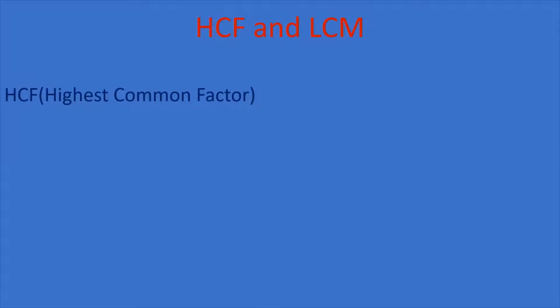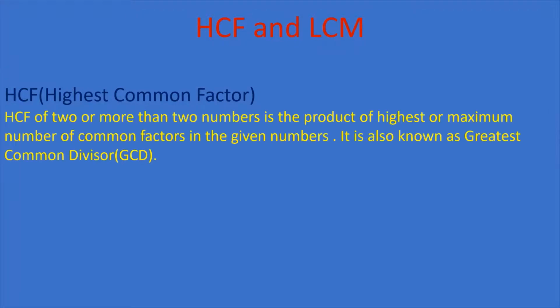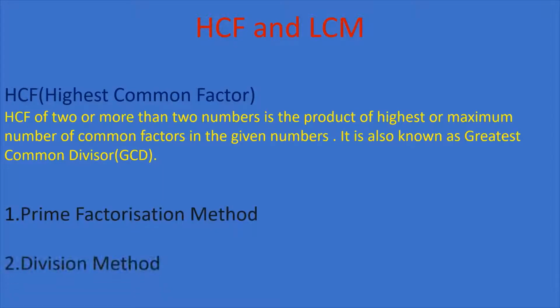Highest common factor of two or more than two numbers is the product of the highest or maximum number of common factors in the given numbers. It is also known as greatest common divisor, GCD. To find HCF, we have two methods. The first method is the prime factorization method. The second is the division method. First, the prime factorization method.